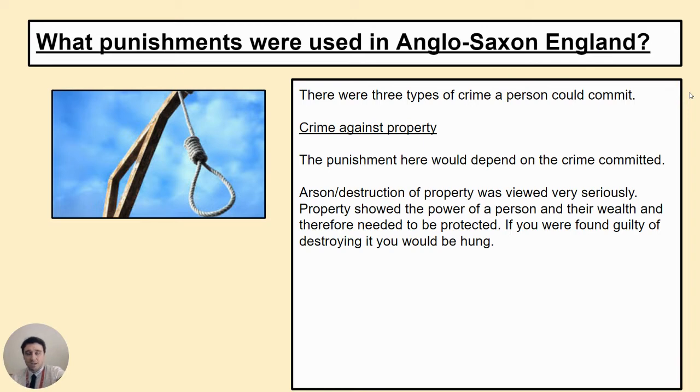Property at the time, for example someone's house or a field of crops, showed the power of a person and the wealth they had. There wasn't really any insurance. Once it was gone, the person's wealth had gone as well. So you need to protect the house, you need to protect the land that this person has. So if you're found guilty of destroying property, you'd be hung.